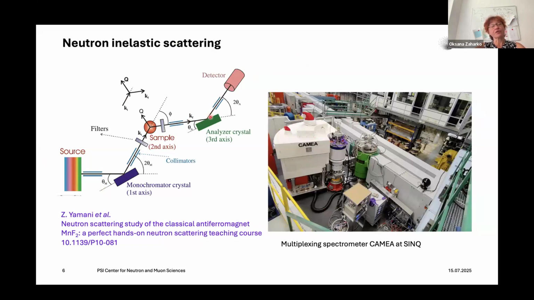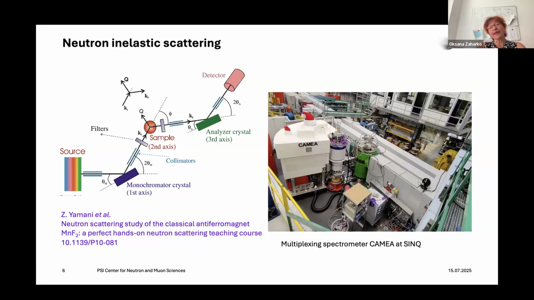energy of that neutron. This setup and also much more about neutron scattering is nicely explained by a manual or a textbook or chapter which is named Neutron Scattering Study of a Classical Antiferromagnet, Manganese Fluoride. And I actually thought it's really cool to show it here because also like 10 years ago when this manual or this textbook was written, people were considering manganese fluoride only as an antiferromagnet.